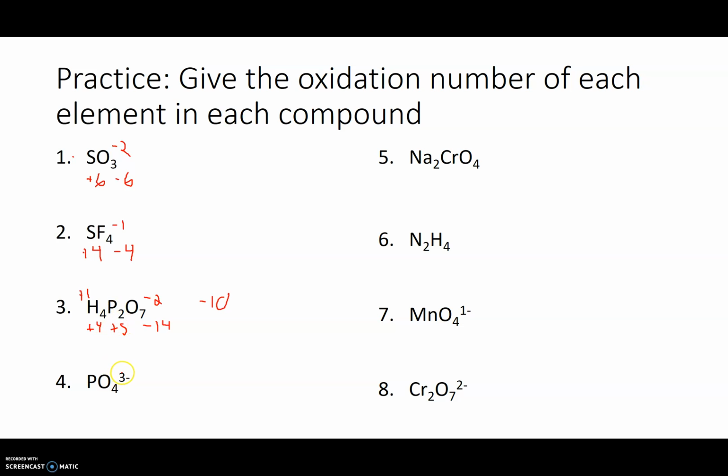Okay, now this is a polyatomic ion. And if you remember, polyatomic ions are a little bit different in that the charges have to add up to the charge of the ion. The total charge here is minus 3.